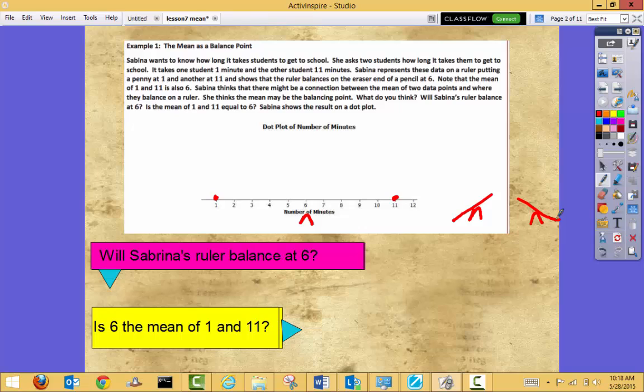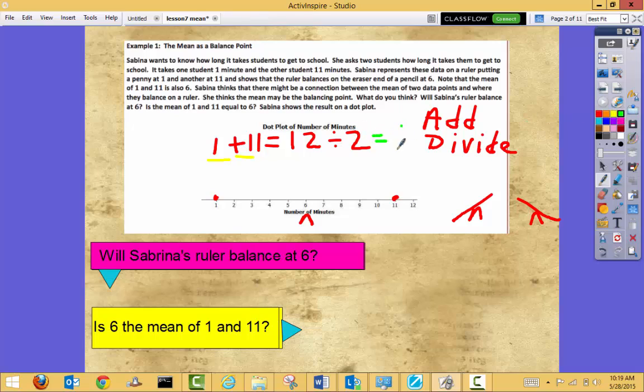Note that the mean of 1 and 11 is also 6. So how do we find that mean again? Well, I add my numbers up, so I have a 1 and I have an 11. I add my numbers and I get 12, and then I divide by the amount of numbers I added. So how many numbers did I add? Well, I added 1, 2, so that means I'm going to divide by 2, and that will give me 6, which also matches this example with a penny and a ruler.